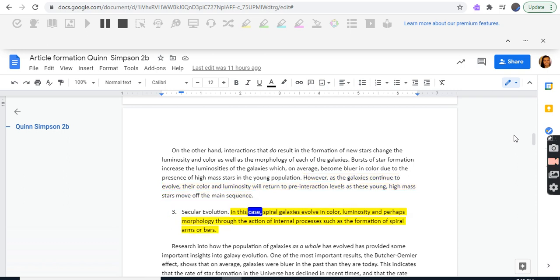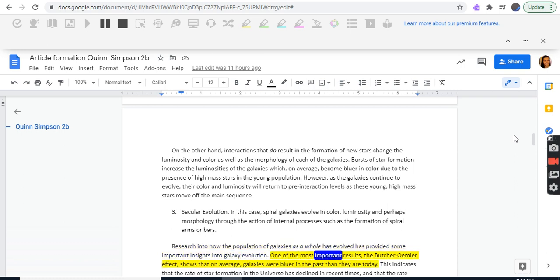In this case, spiral galaxies evolve in color, luminosity and perhaps morphology through the action of internal processes such as the formation of spiral arms or bars. Research into how the population of galaxies as a whole has evolved has provided some important insights into galaxy evolution.